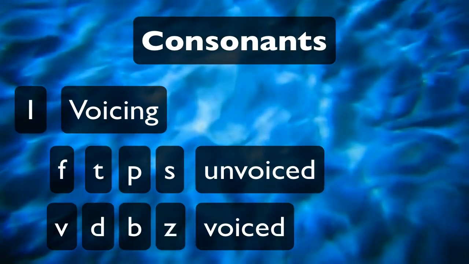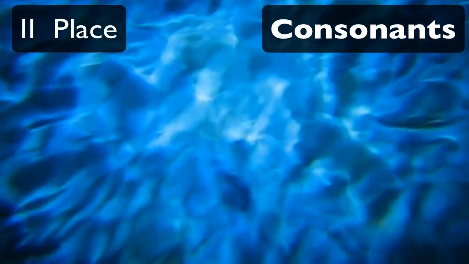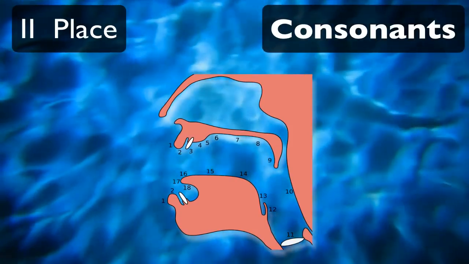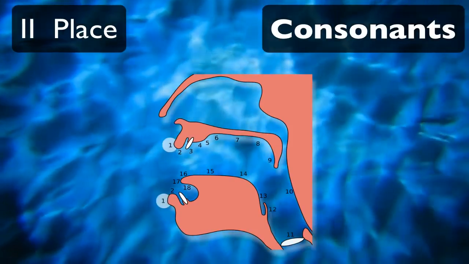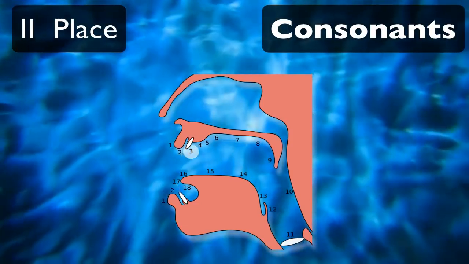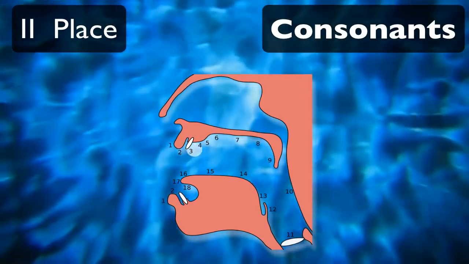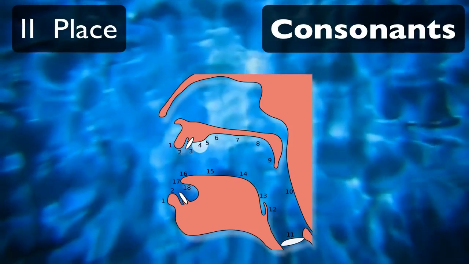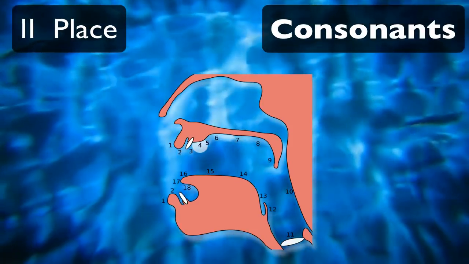Place is a little more complicated. We'll need to look at a picture of your mouth. Here's a very detailed one from Wikipedia. To get oriented, 1 and 2 on the left are your lips. You'll see 2 copies, up and down. 3 are your upper teeth, and 4 is that ridge behind your teeth known as the alveolar ridge.